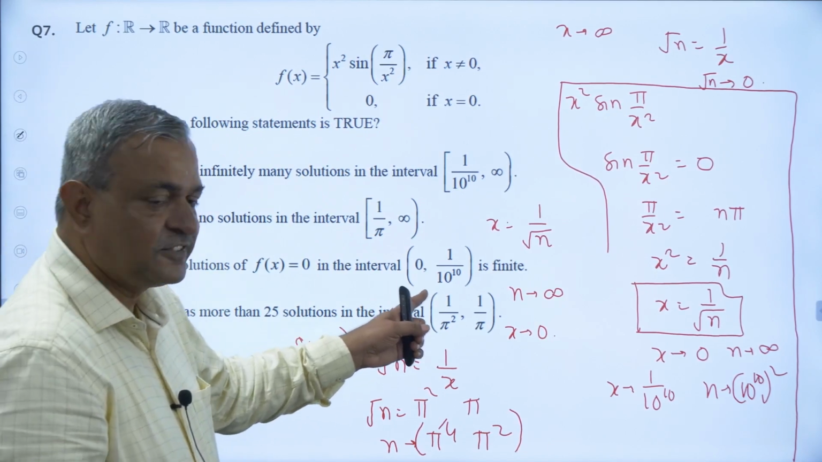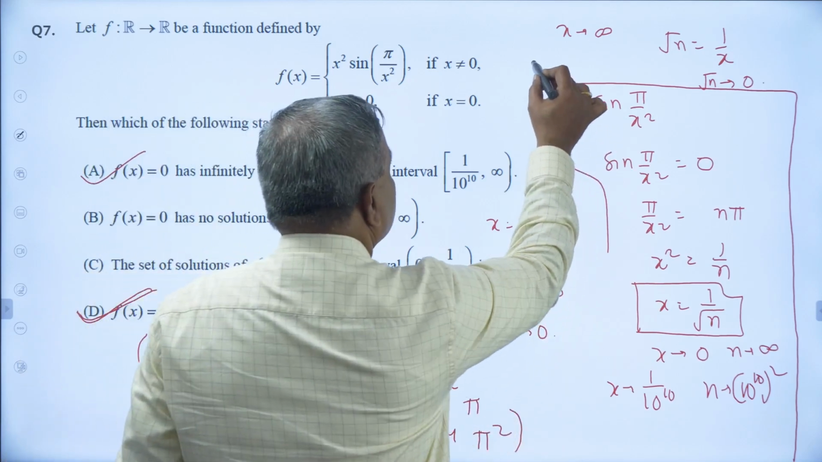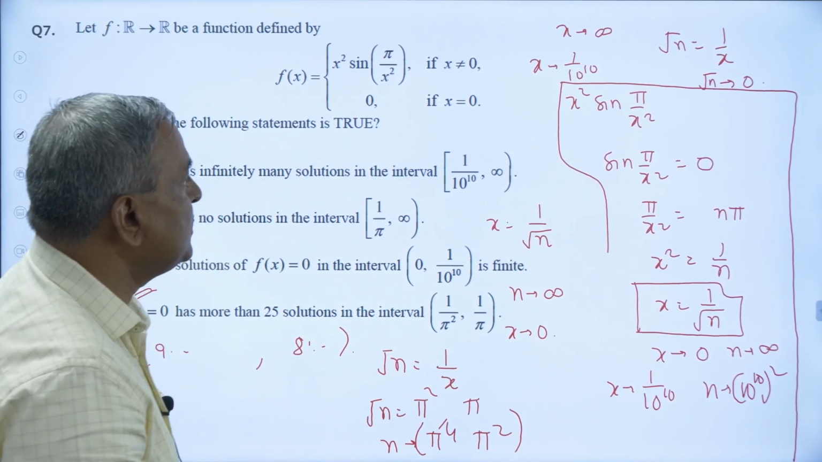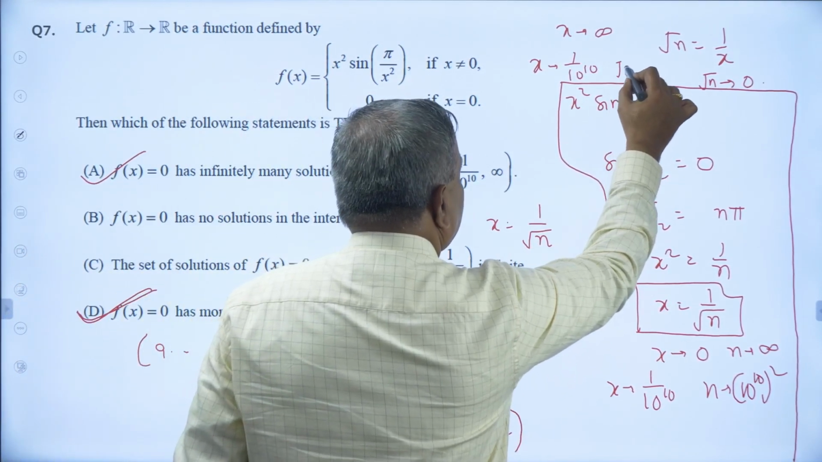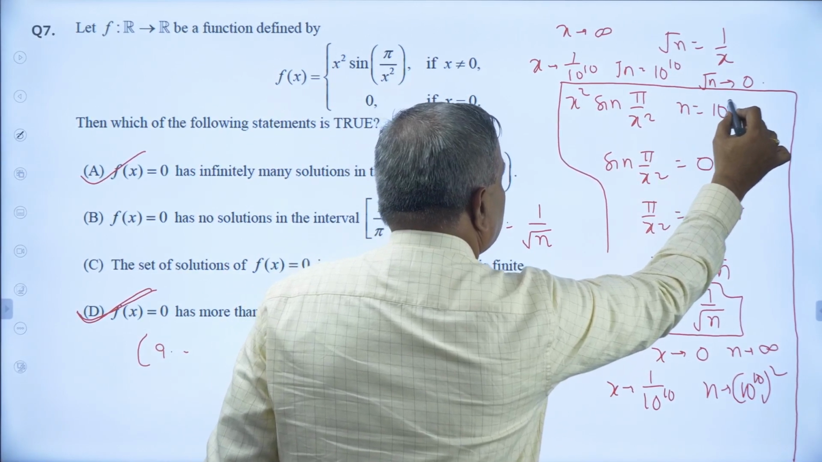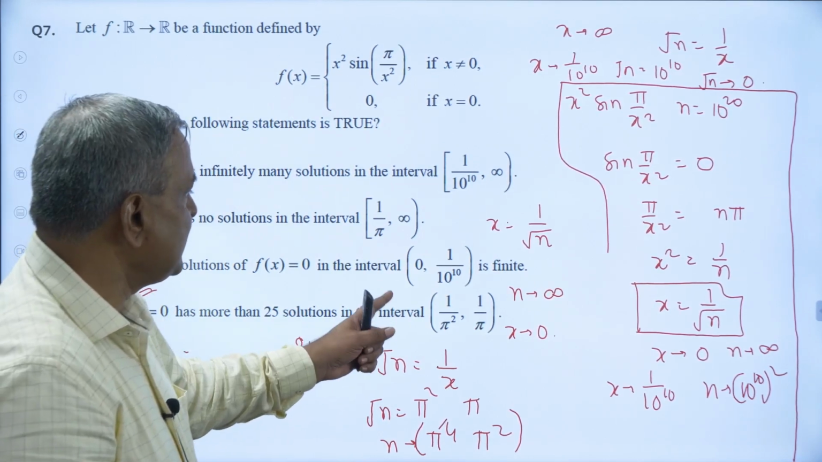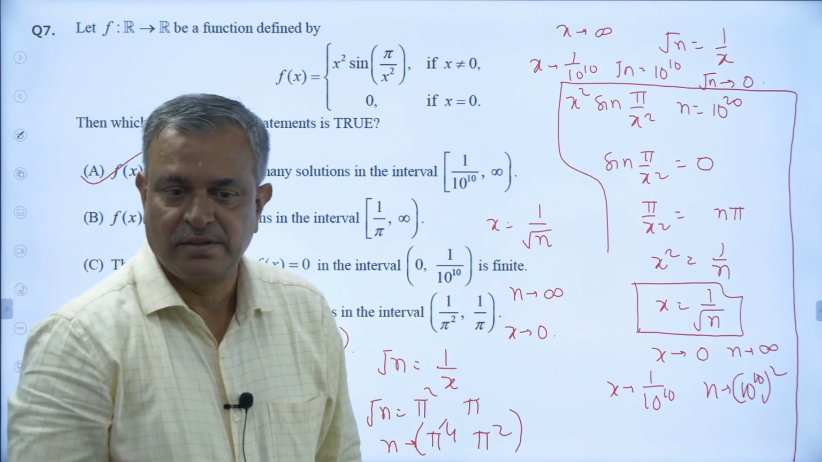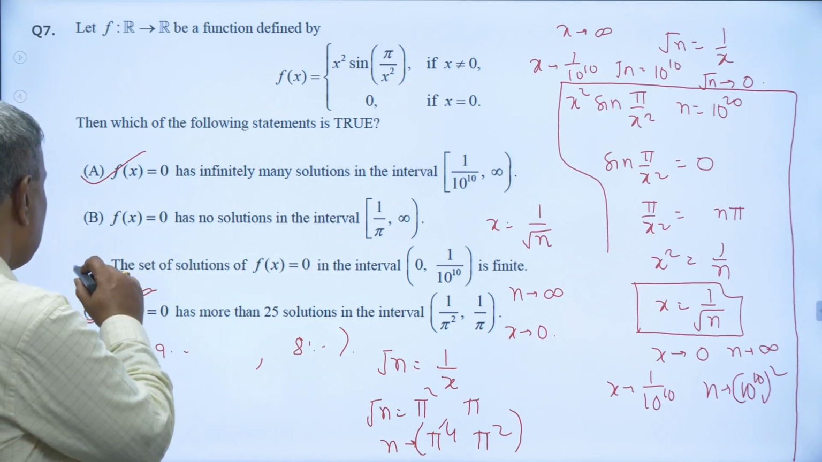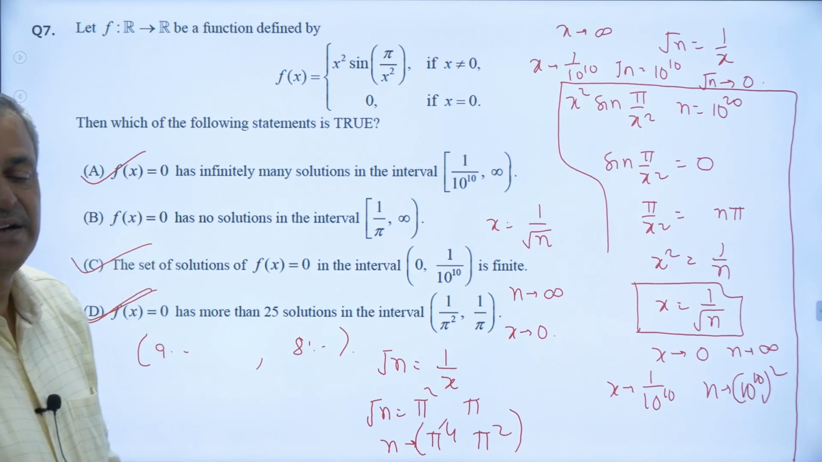Okay, these are the x values. When x value is 1 by 10, then what happens? Root n value is equal to 10 to the power 10, or n value is 10 to the power 20. So it is starting from 0 to 10 to the power 20. 0 to 10 to the power 20, a finite value will be there. Option C is correct. Clear? So options A, C, D are correct.